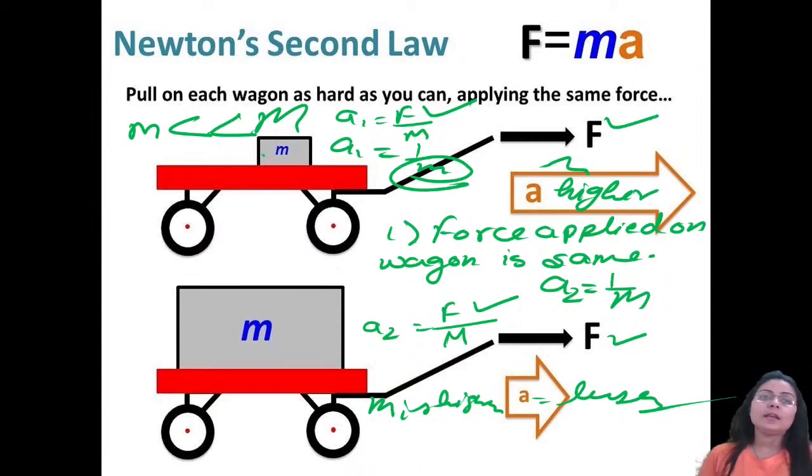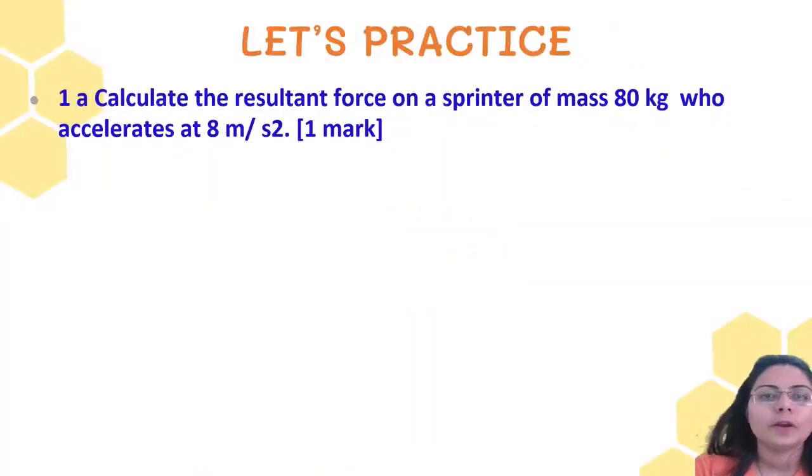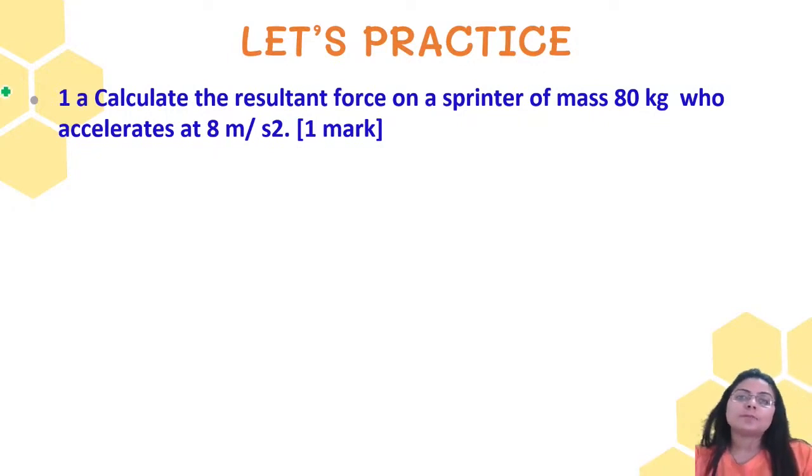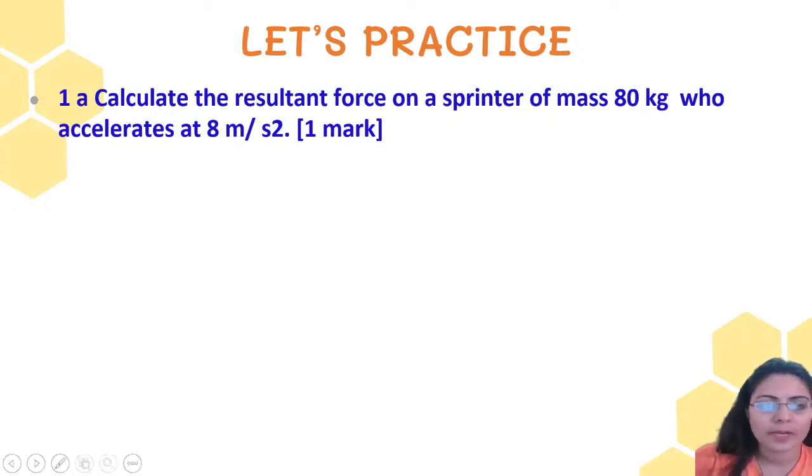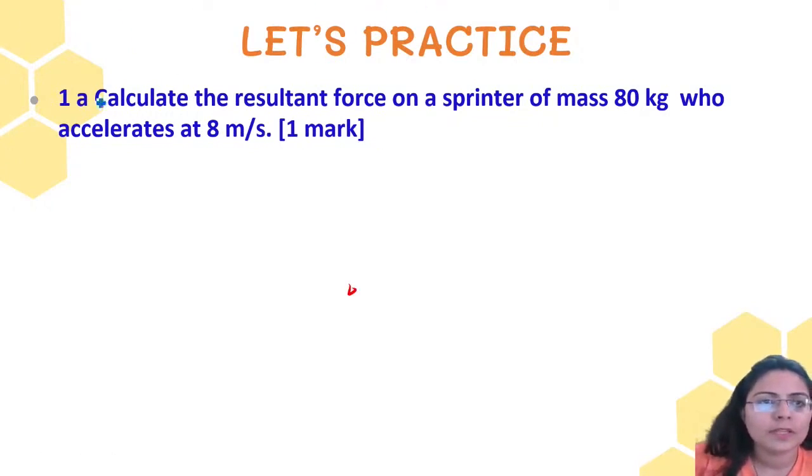For understanding it in a better way, I think we should pick up a numerical. Who is going to help me sort out a numerical, guys? Will you help me out? All right. So there is a question: calculate the resultant force on a sprinter of mass 80 kg who accelerates at 8 meters per second squared.